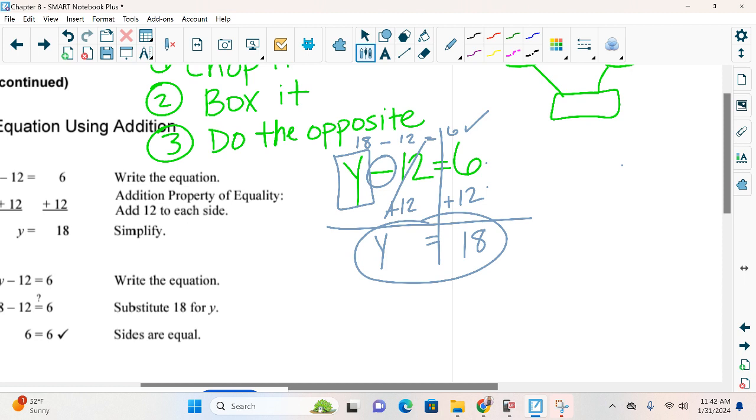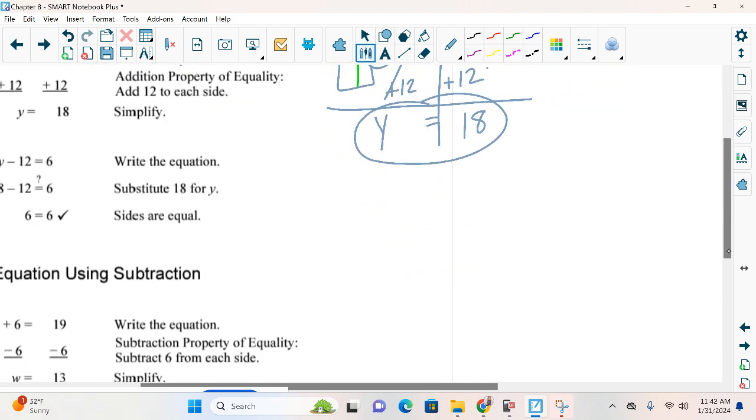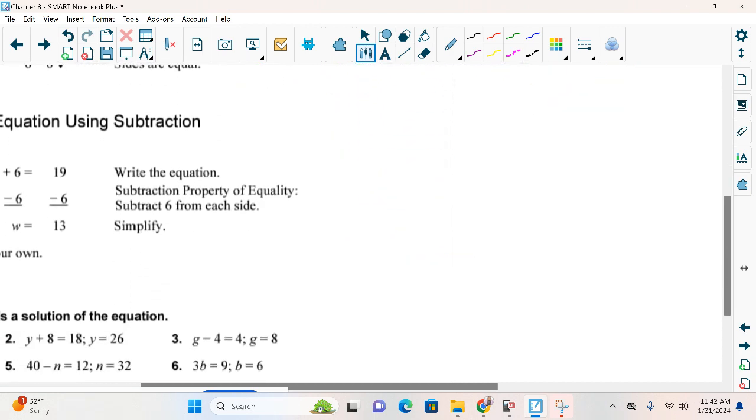7th grade is going to teach you the second step, and in 8th grade you're going to do these really big long problems. That's why. Okay, good question. All right.